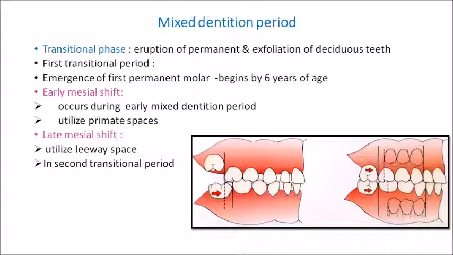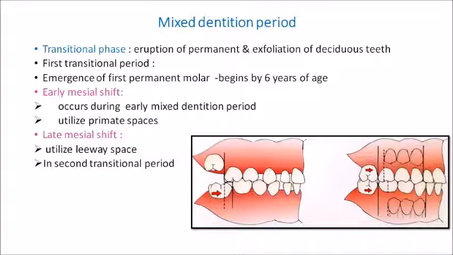Mixed dentition period, there is simultaneous occurrence of the permanent and the deciduous teeth. Mixed dentition period is also called a transitional phase because there is eruption of the permanent teeth and exfoliation of the deciduous teeth happening during this. This period is divided into 3 stages. The first is the first transitional period, the second is the intertransitional period, and the third is the second transitional period. The major changes happening in the mixed dentition period are very significant from an exam point of view.